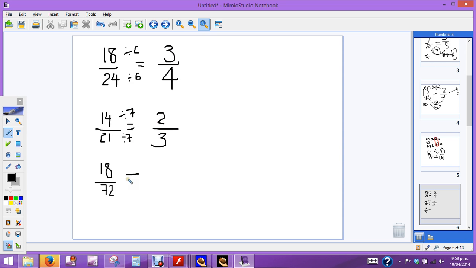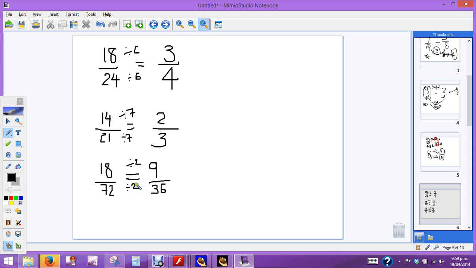This one here, 18 I know does go into 72 because I know that 18 4s are 72, but if we can't find that straight away we can use halving. So we can halve 18 to get it down to 9, so in other words we divide it by 2, and I can also divide 72 by 2, and I know that that one is 36.